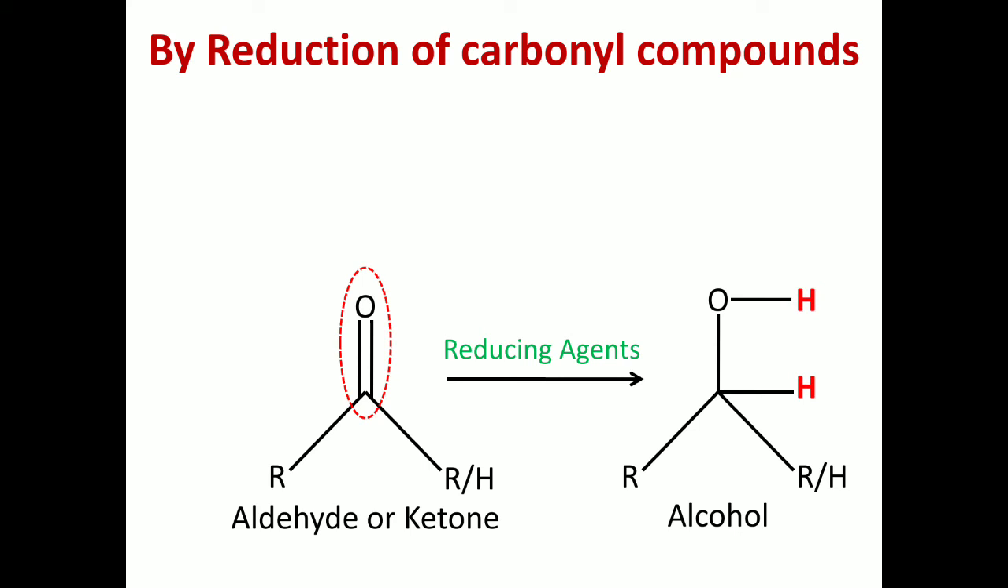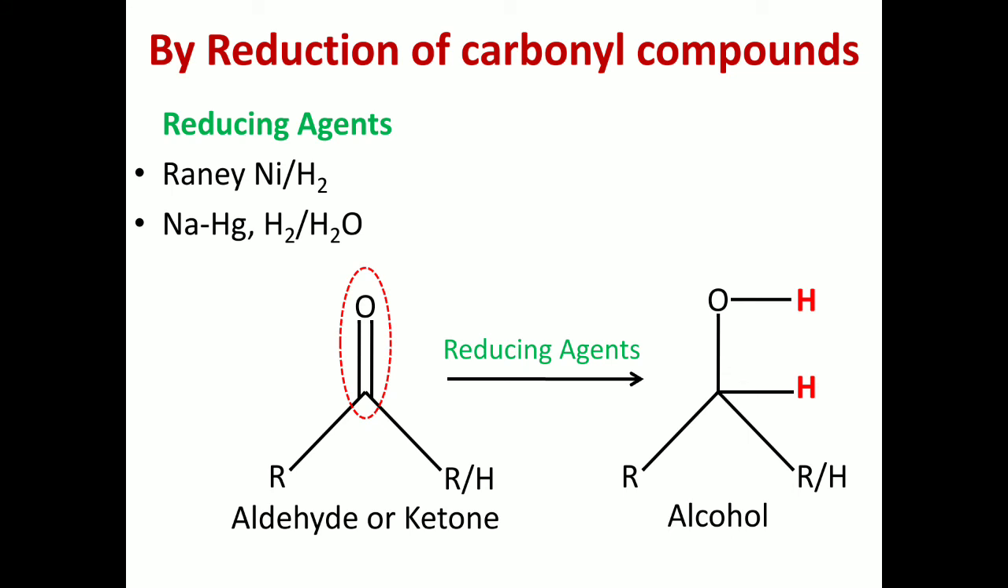So what are the different reducing agents that we use for the conversion of carbonyl compounds into alcohols? We can use Raney nickel in the presence of H2, or sodium amalgam in presence of H2O and hydrolysis, or NaBH4, that is sodium borohydride, lithium aluminum hydride, or lithium borohydride. By using these reducing agents, we can convert aldehydes or ketones into alcohols.